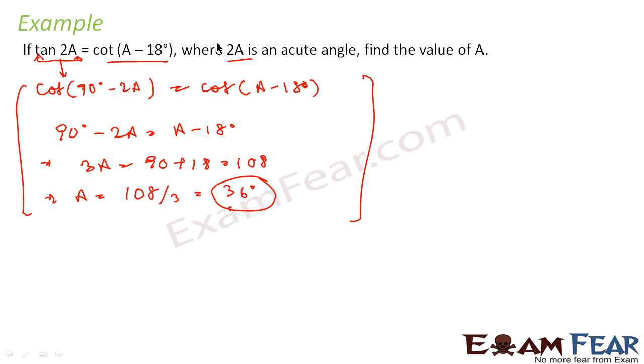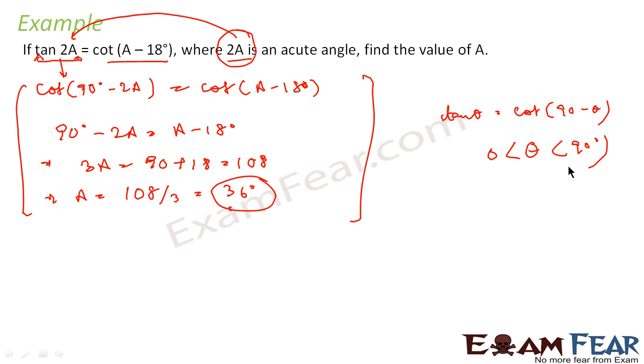See, this is given 2a is an acute angle, and that is the reason why we could convert this in this fashion. Had 2a been an obtuse angle, we could not use this formula, because when you say tan theta is equal to cot of 90 minus theta, theta has to be greater than 0 and less than 90 degree. That is, theta has to be an acute angle. Since 2a is an acute angle, we could use this tan 2a is equal to cot 90 minus 2a. We got both side cot. We then compared the thetas and we got a is equal to 36 degree.